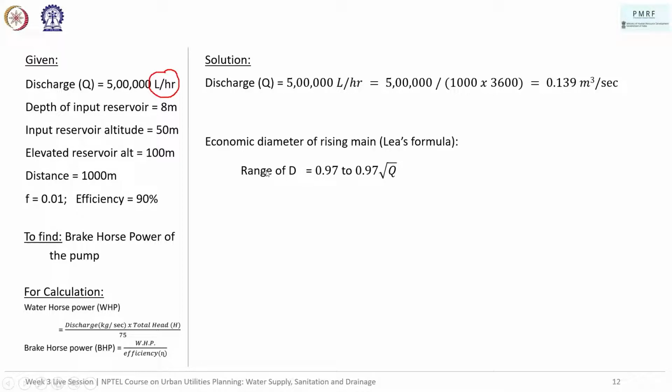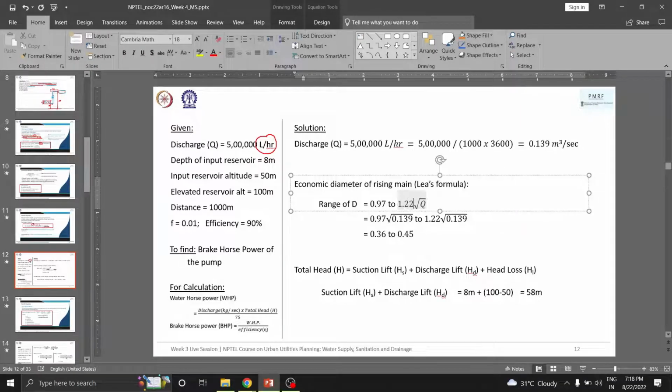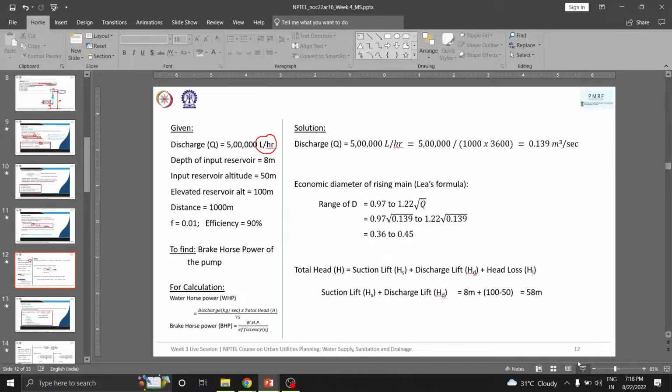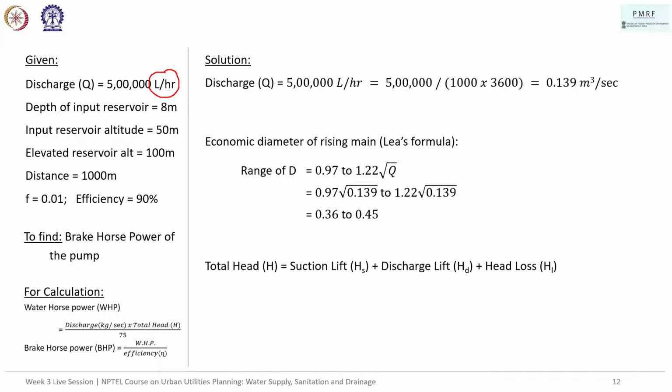Then we calculate the economic diameter of the rising main, essentially the diameter of the pipe that we are going to use to convey the water. Currently we have a range which is 0.97 to 1.22 root of Q. So we substitute the calculated value of Q here to get the range of diameter. So the diameter range is going to be 0.36 to 0.45 meters.